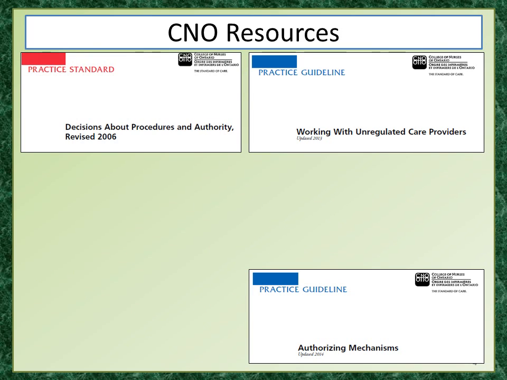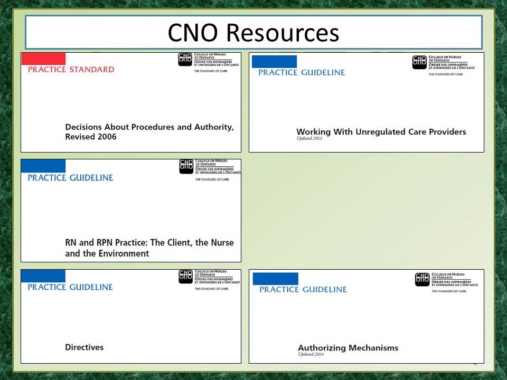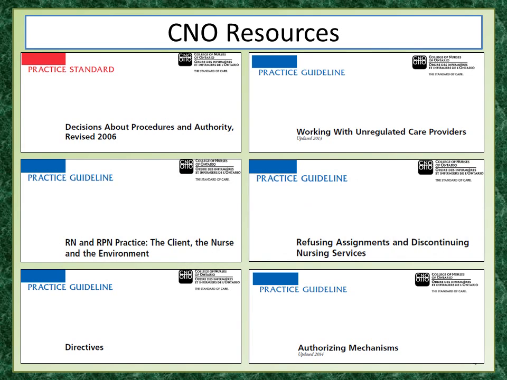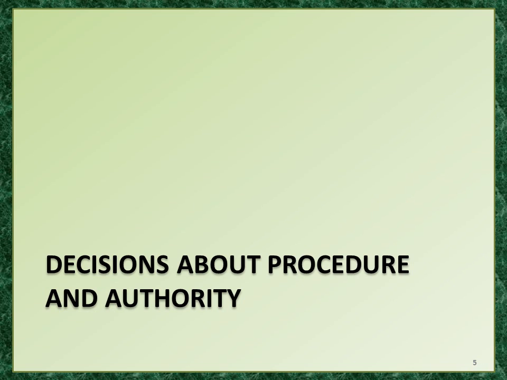The CNO has a number of resources: decisions about procedures and authority, working with unregulated care providers, the RN and RPN practice environment, directives and authorising mechanisms. Please review these. Part of the role of the nurse is to assign and delegate care. This is a necessary skill that allows nurses to be able to complete necessary duties and responsibilities.